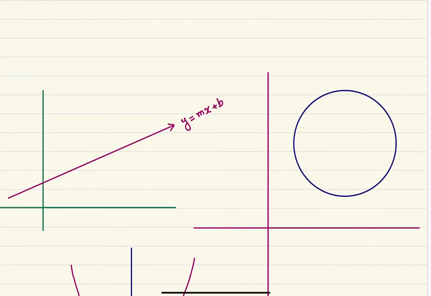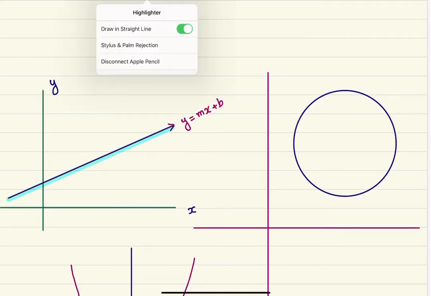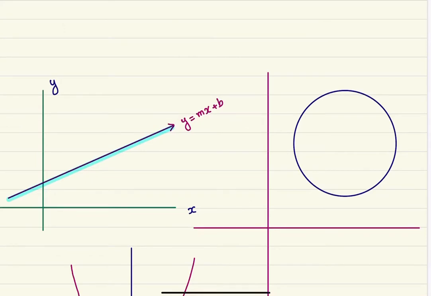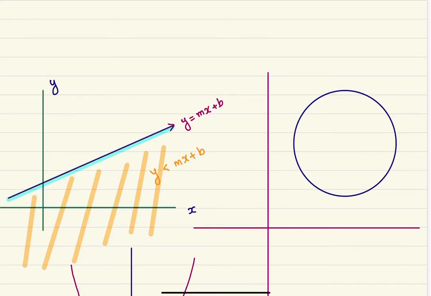Suppose here's your x-axis and here's your y-axis, and here's a line, which is y equals mx plus b. Anything below this line, this entire region below it, would be y less than mx plus b.